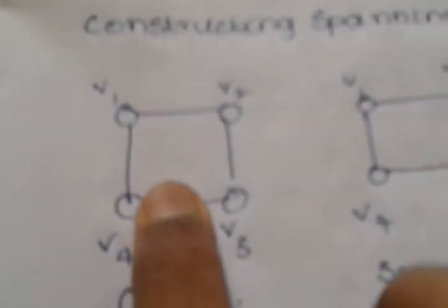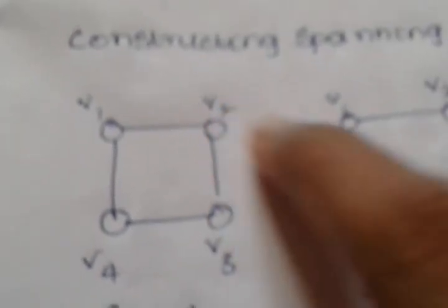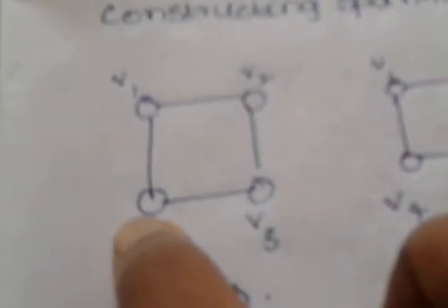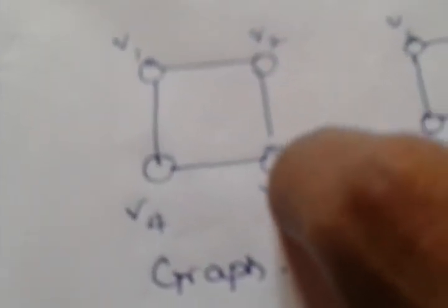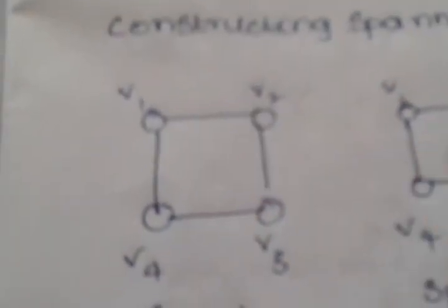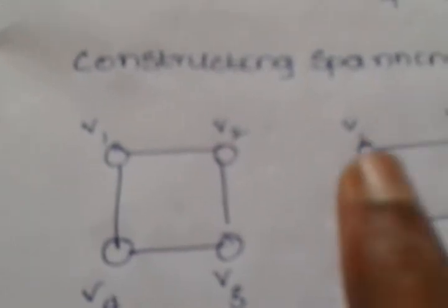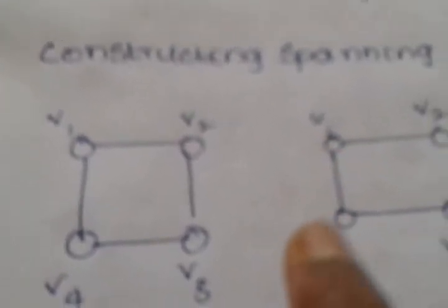So let us take this graph V1, V2, V3, V4. If you start at V1, we can go to V2 and we can go to V3 and then we can go to V4 and we can come to V1. So we start at a particular vertex and we move around the graph and we come back to the original vertex. Hence this is called a cycle. Wherever we start, we go along the graph and we come back, and hence it is called a cycle. So this is a graph with cycles. Graphs without cycles are called trees.